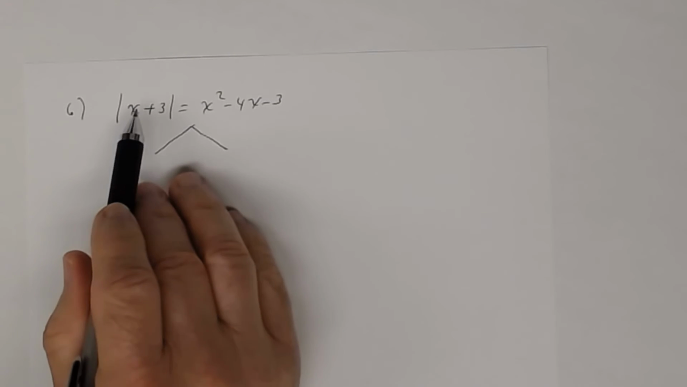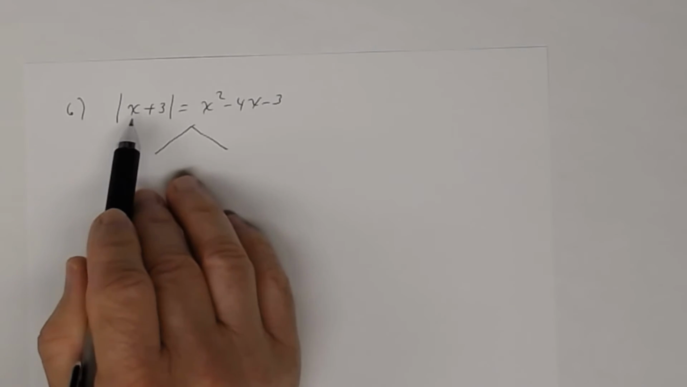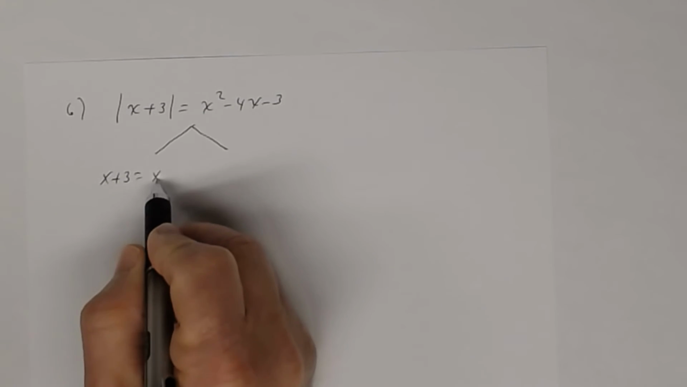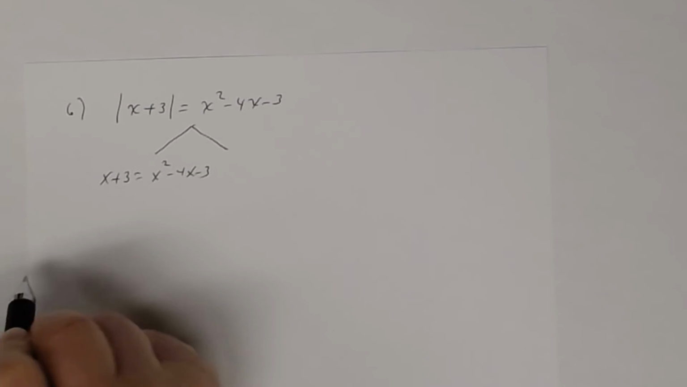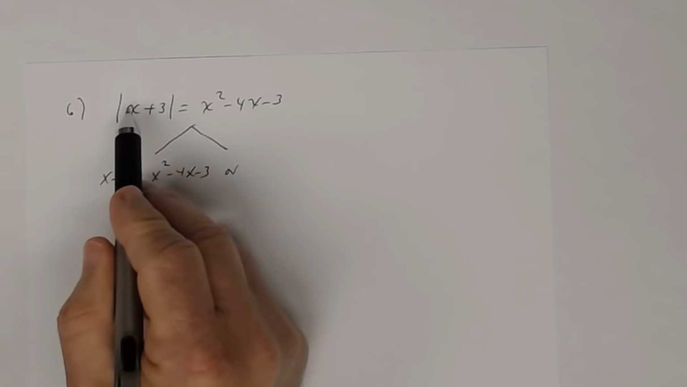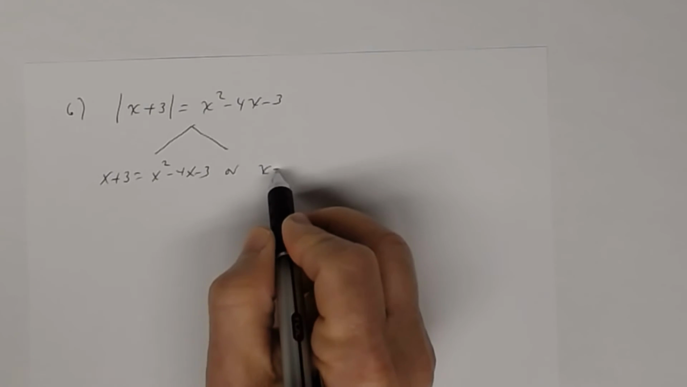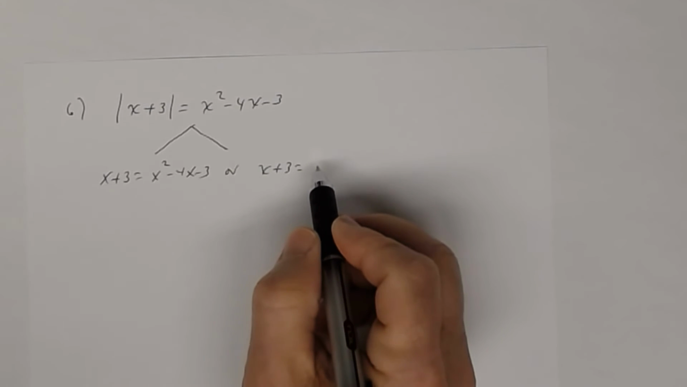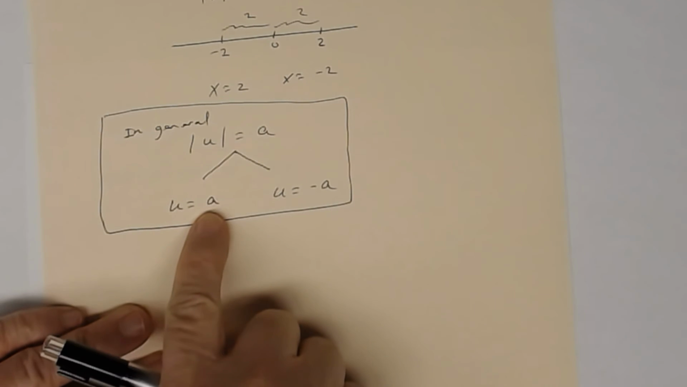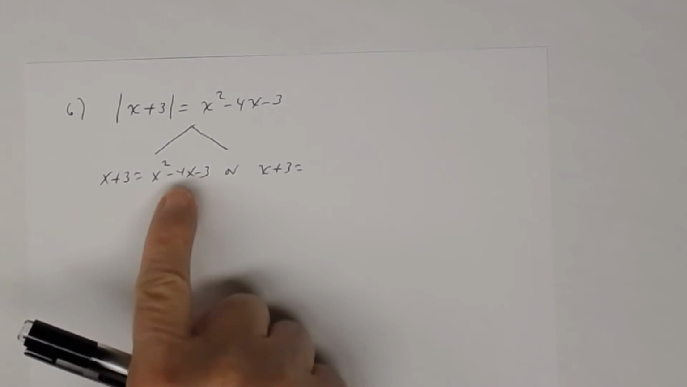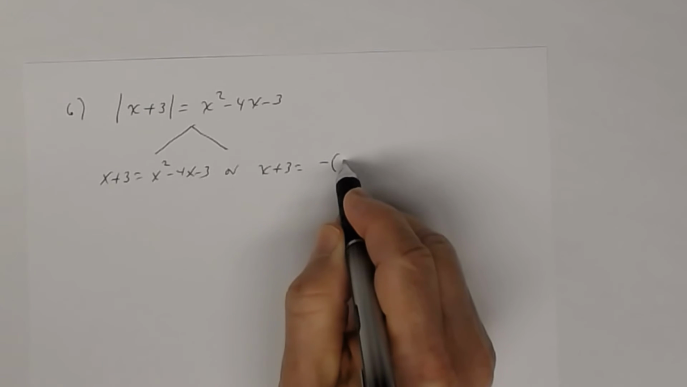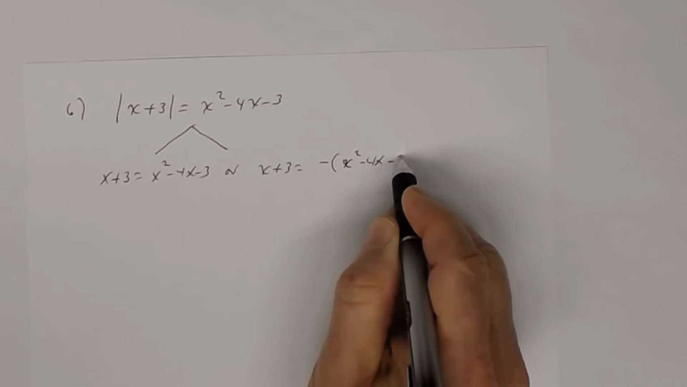So remember, when you rewrite it, you're going to take that expression that is within the absolute value bars, and you're going to set it equal to the other side, just like that. Or you're going to take the variable expression that's within the absolute value bars, and you're going to set it equal to the opposite of the other side, right? So remember, A, opposite of A. X squared minus 4x minus 3, the opposite of x squared minus 4x minus 3.